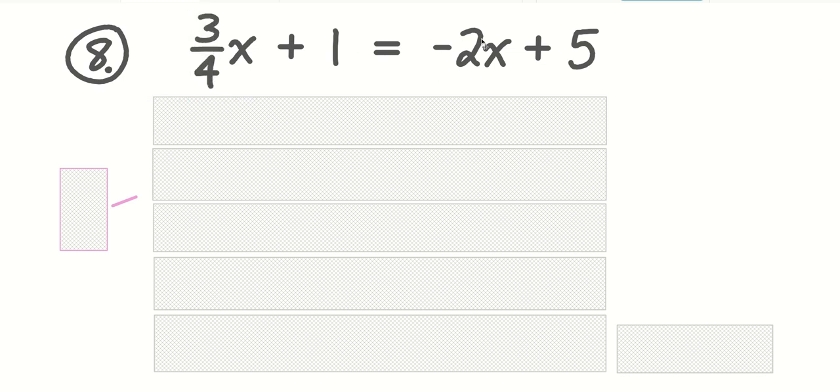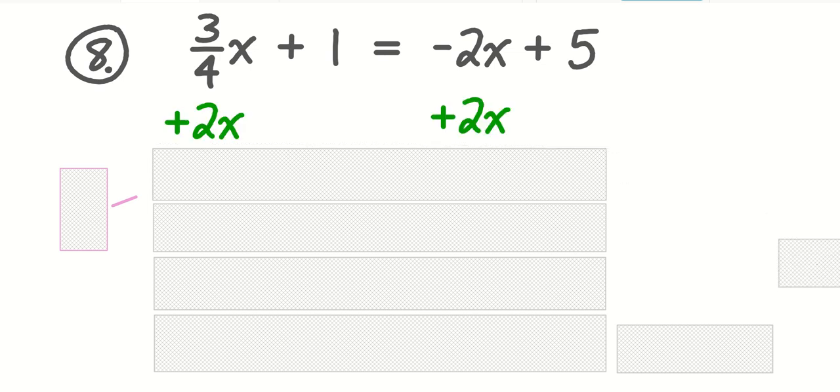What are we going to do? We're going to want to get x's only on one side. So here, what I'm going to do is add 2x to both sides. That cancels these out. And then what do you do with this? How do you do 2 plus 3/4? Because these are like terms that are going to combine over here on the left side.